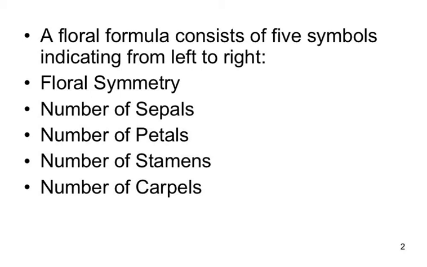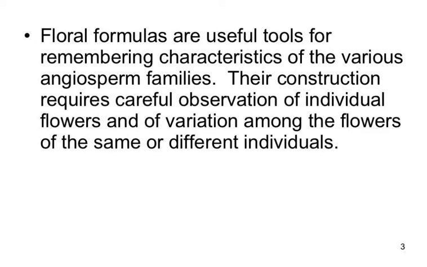Mainly 5 symbols are used. One for floral symmetry, that is actinomorphic, zygomorphic, asymmetric, then number of sepals, number of petals, number of stamens and number of carpels. These are the 5 representations we often see in a floral formula. They are useful tools for remembering characteristics of various angiosperm families. If you see a floral formula, you can assume to which family this flower belongs. That is the benefit of the floral formula.